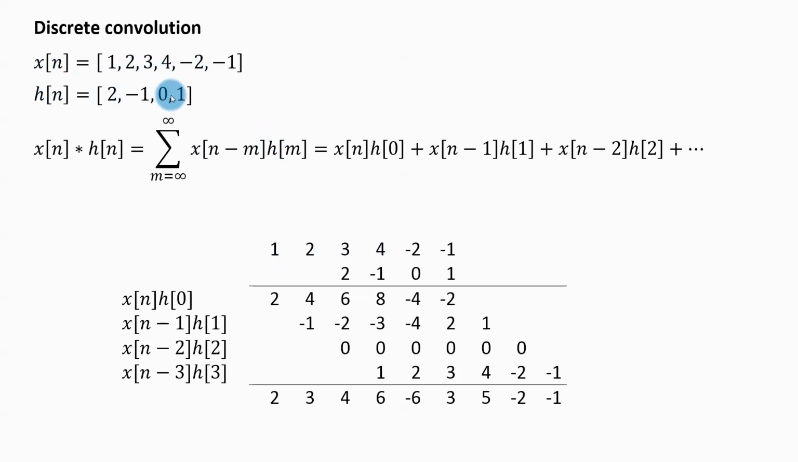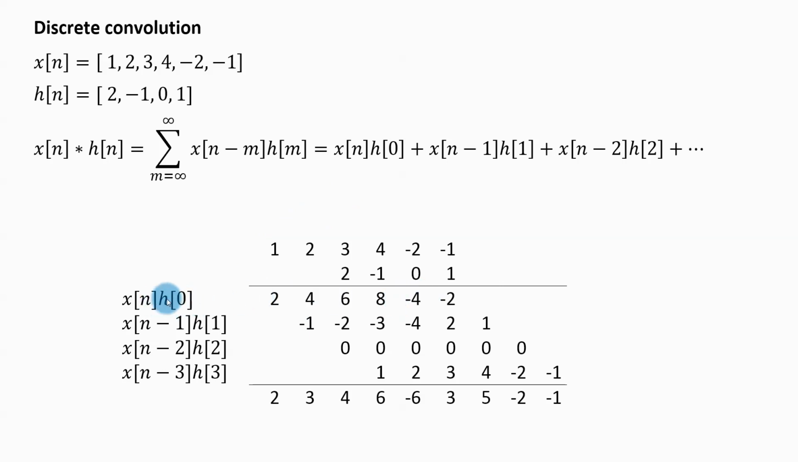You will take the second sequence and you write it like this. Now let's take a look at what you need to do. You need to take your first sequence and then multiply it by the first element of the second sequence. I need to take my signal and multiply it with H0. Okay, I have that here.